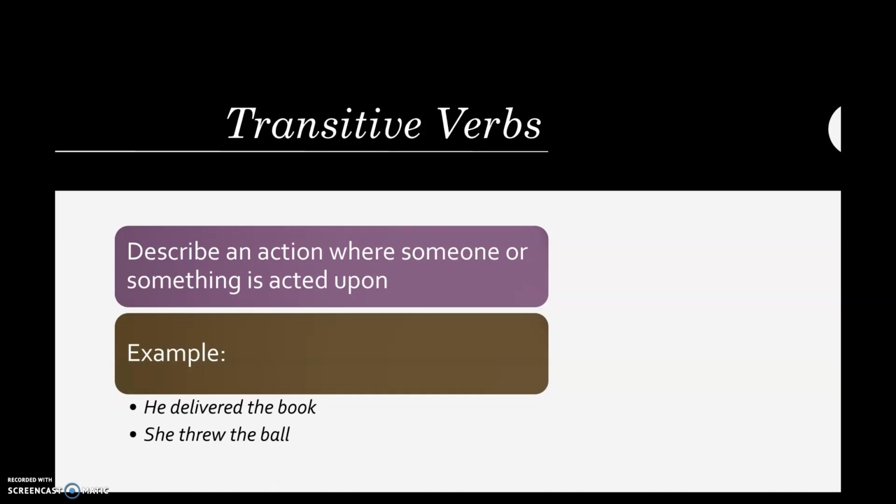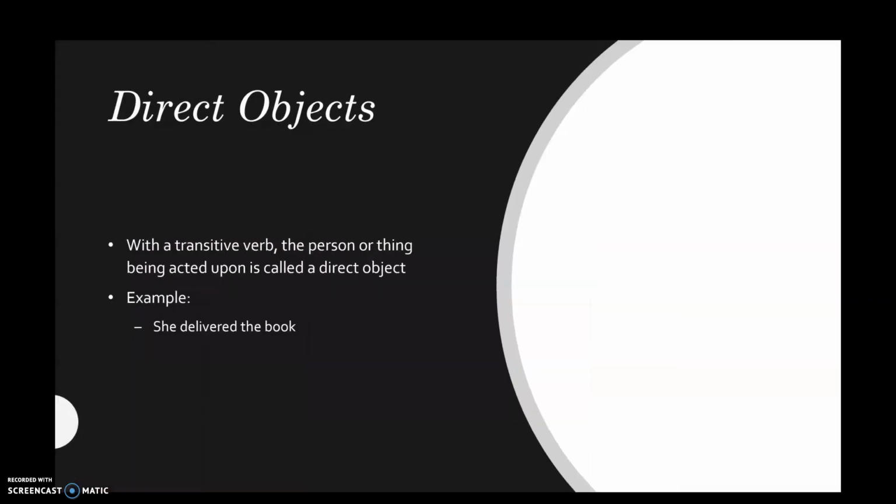Transitive verbs describe an action where someone or something is acted upon. For example, he delivered the book. She threw the ball. He delivered what? The book. So the book is the direct object. She threw what? The ball. The ball is the direct object. It can be helpful to ask that. Who or what? She threw who or what? The ball, to help define the direct object in transitive verbs. Transitive verbs are verbs that have direct objects. So with a transitive verb, the person or thing being acted upon is called a direct object. Example, she delivered the book. She delivered what? The book.